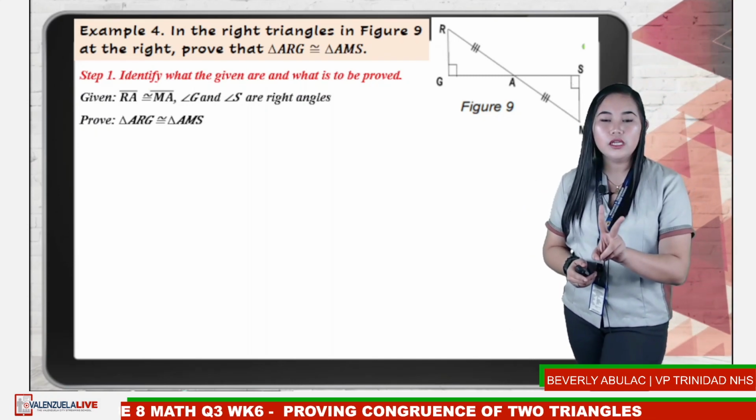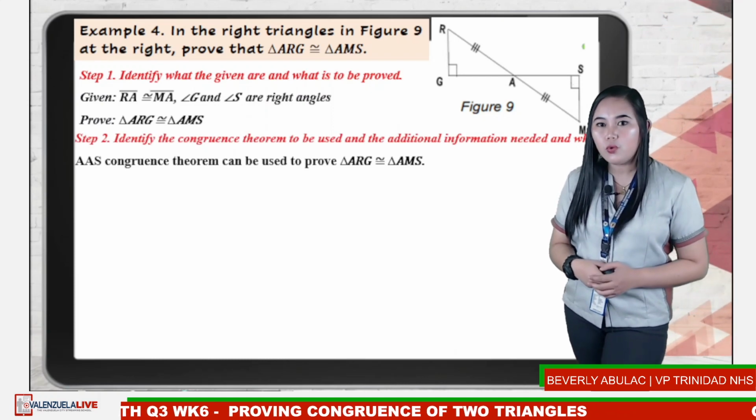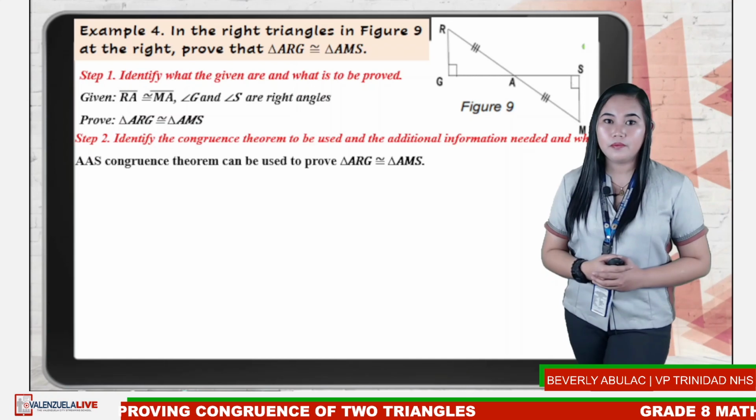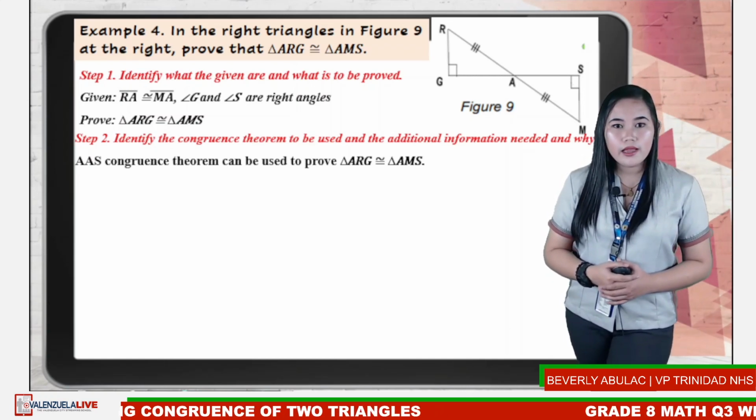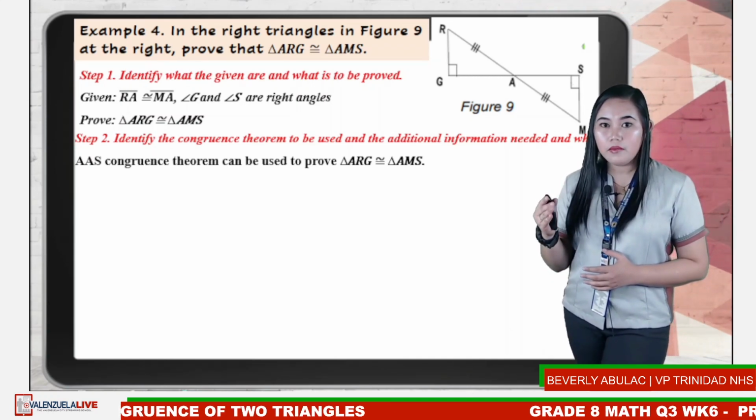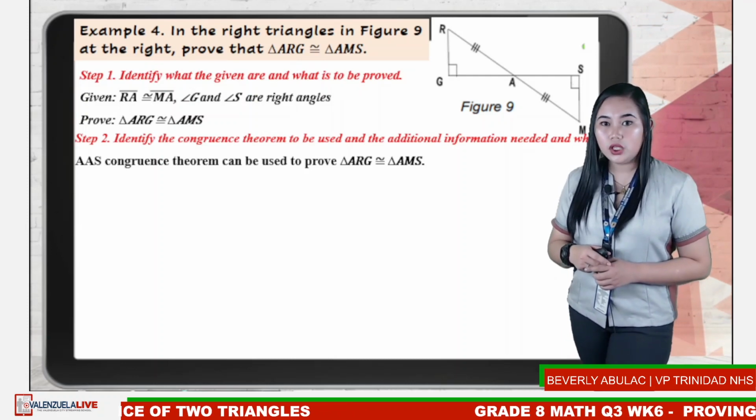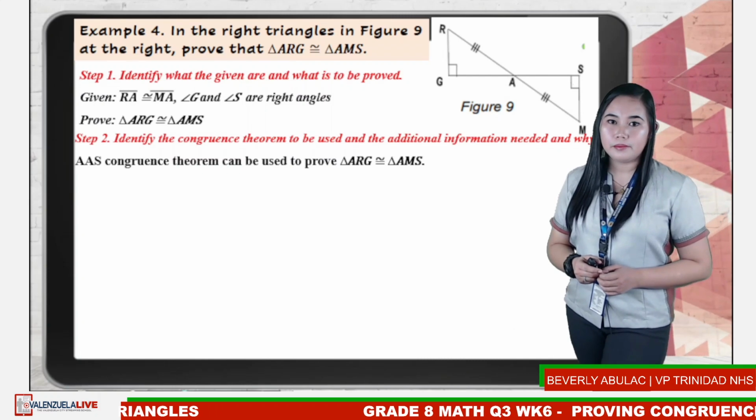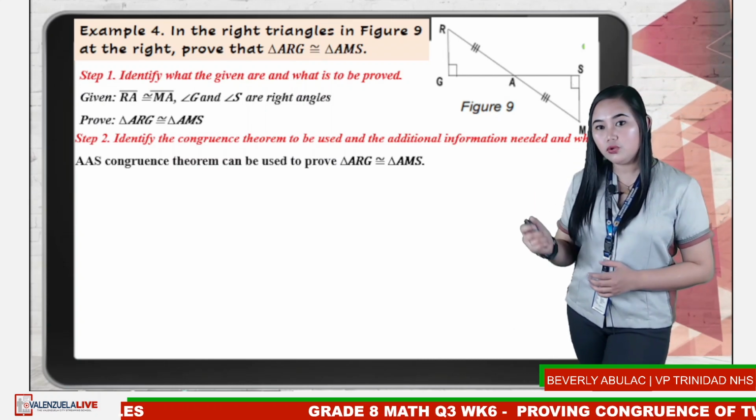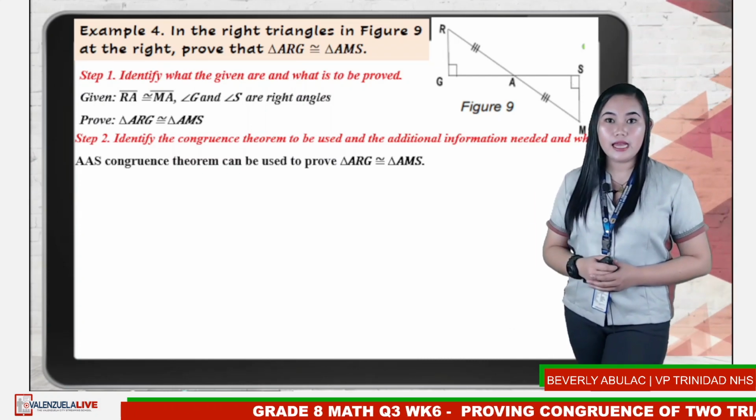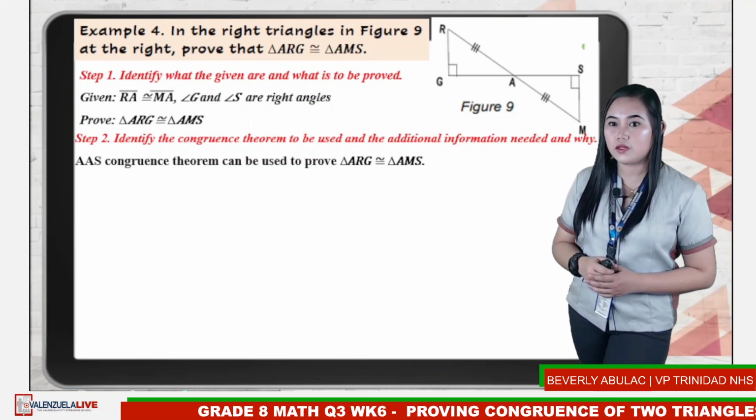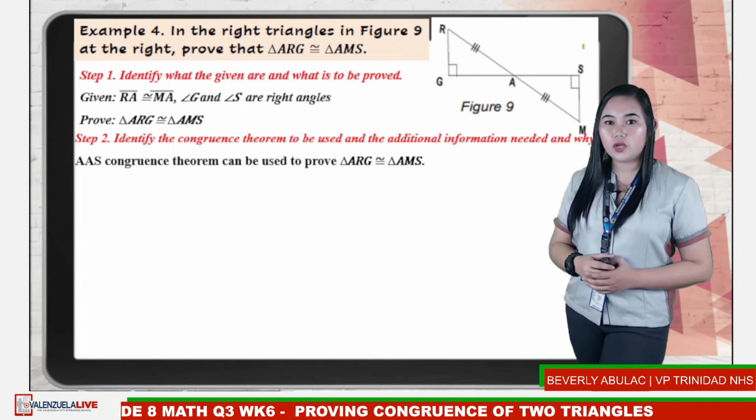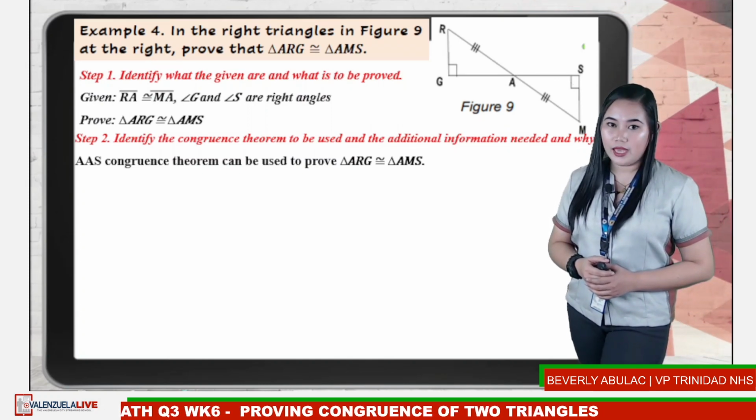So for step 2, you have to identify the congruence theorem to be used and the additional information needed and why. So as you can see, since the segment RM intersects the segment GS, vertical angles are formed. And vertical angles are congruent, thus AAS congruence theorem can be used to prove triangle ARG is congruent to triangle AMS.